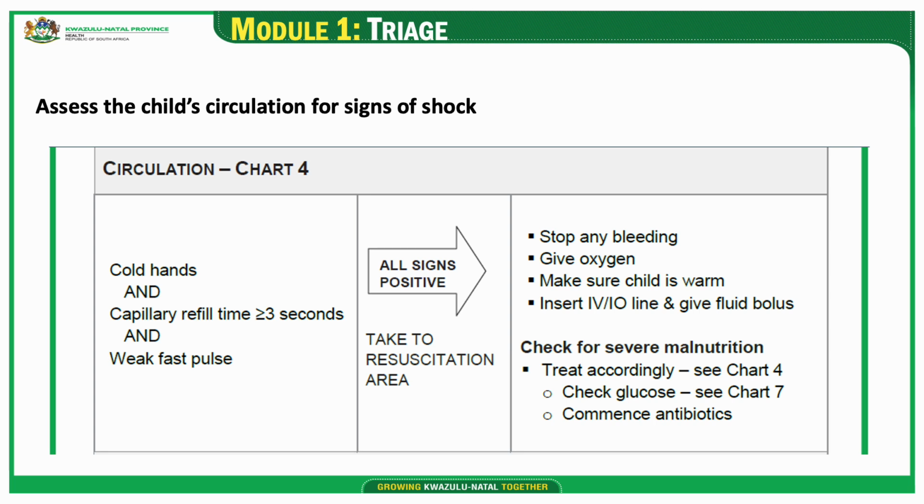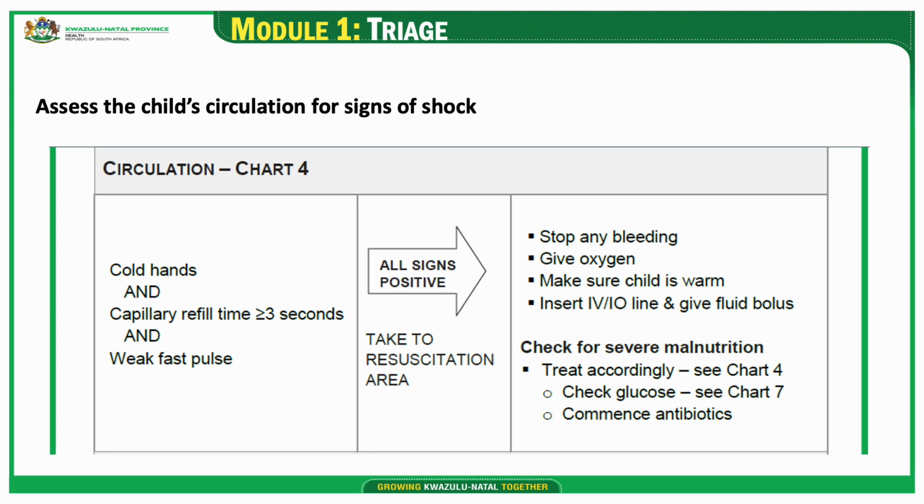If a child has cold hands and their capillary refill time is 3 seconds or more, and they have a weak, fast pulse, then they would be taken to the resuscitation area. Note, in the case of circulation, unlike airway and breathing, all signs must be positive in order for us to classify them as an emergency. As you will see later, if only 1 or 2 of the signs are positive, that would then be classified as impaired circulation, and that is a priority sign.